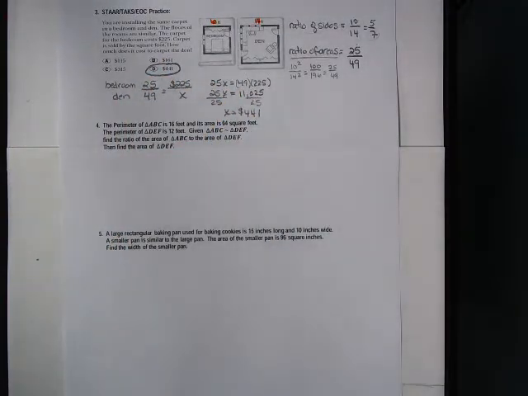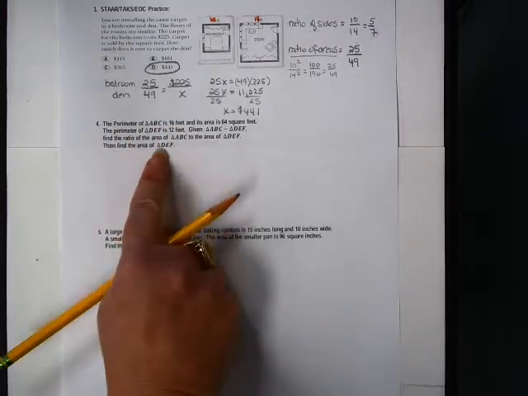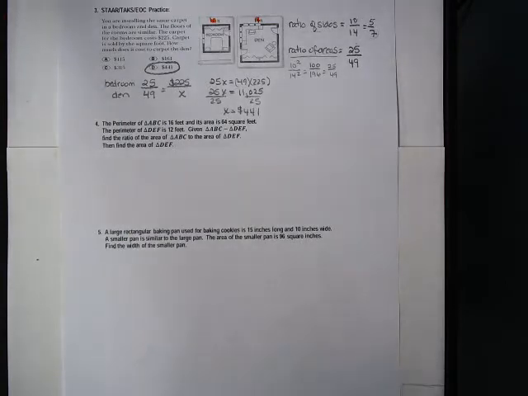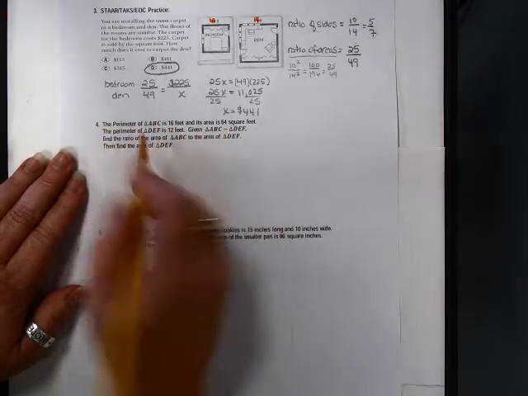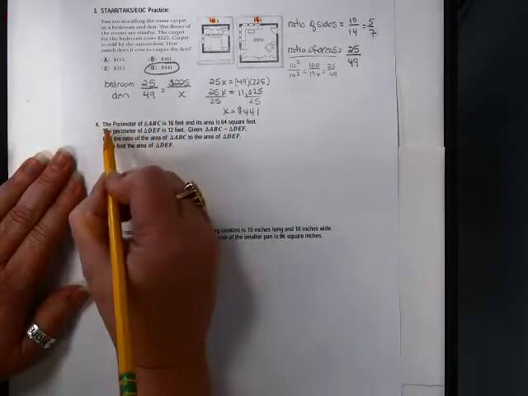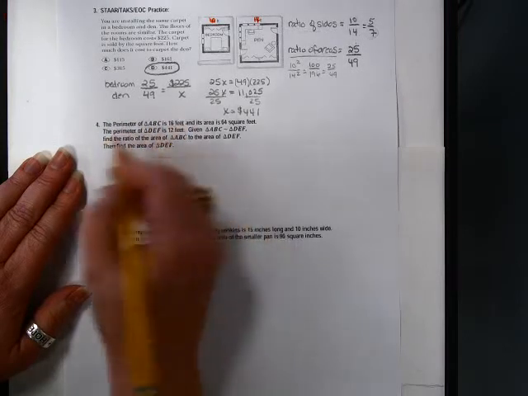Alright, next. Notice how I have all this information and they want me to find the area of D, but they didn't give me much to go on. Well, that's what this lesson is all about. So let's read through this and make a list of what we know. The perimeter of triangle ABC is 16 feet.